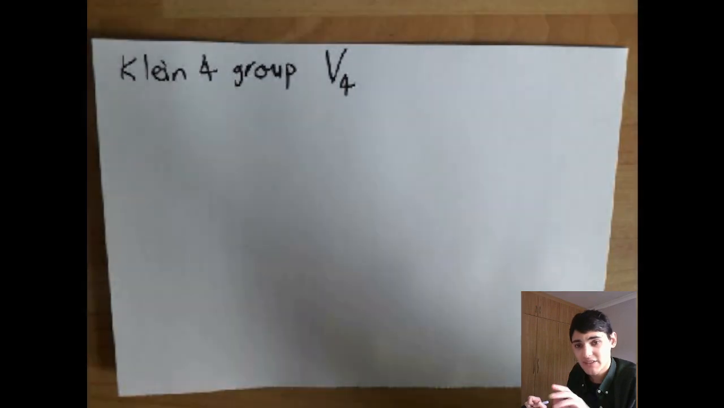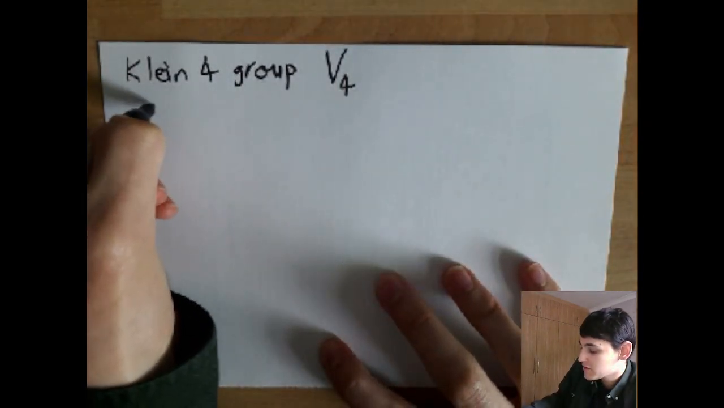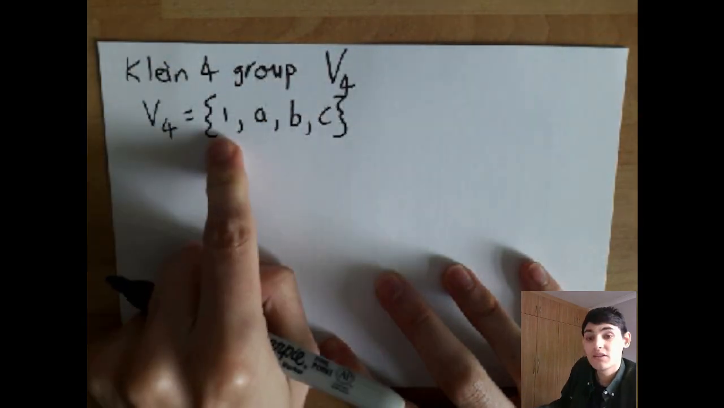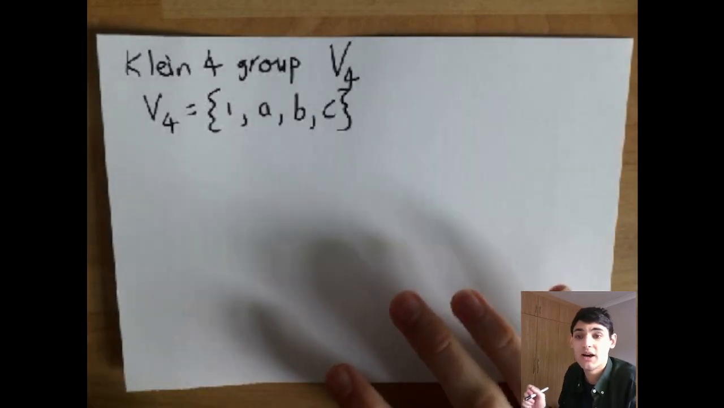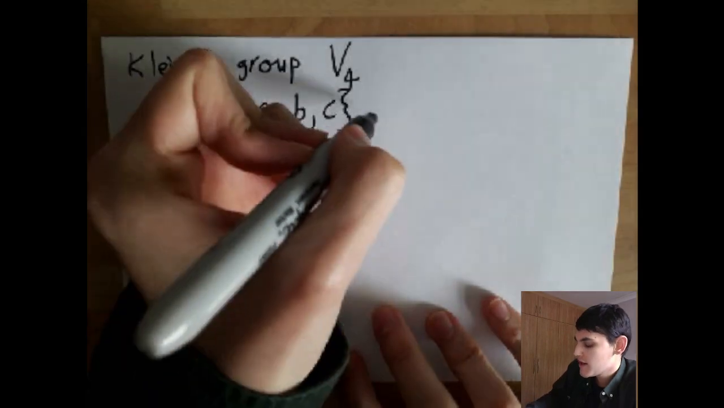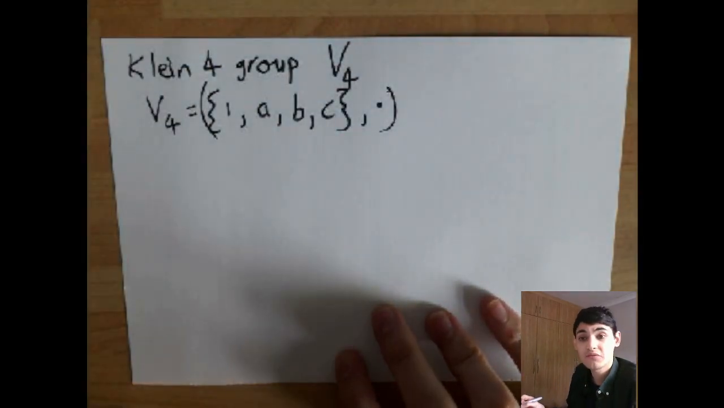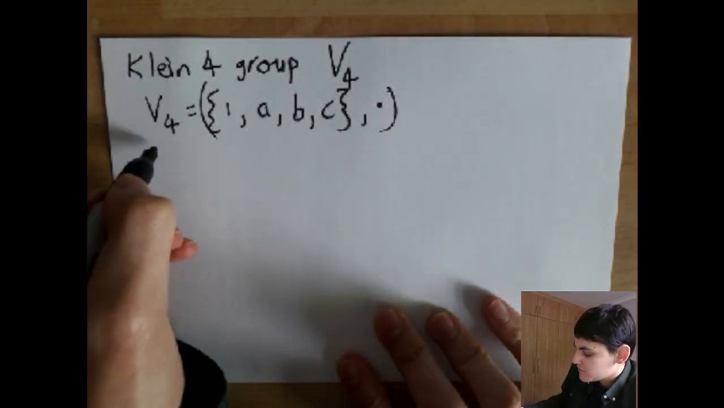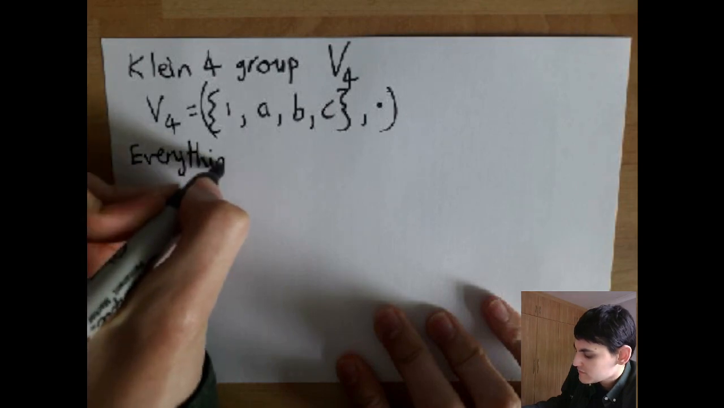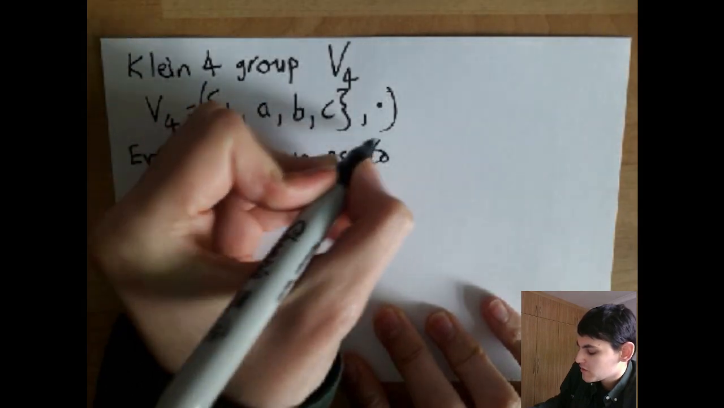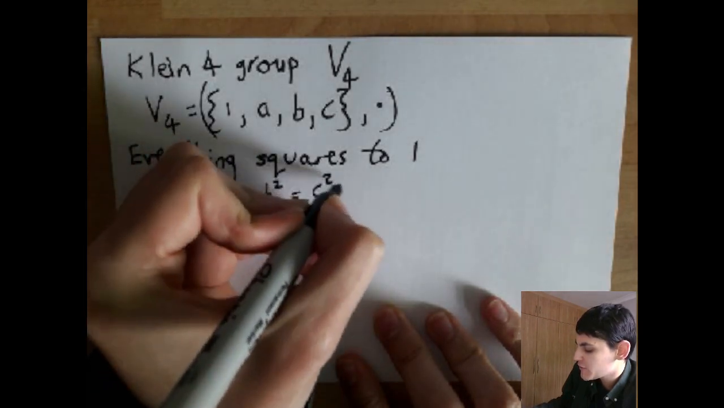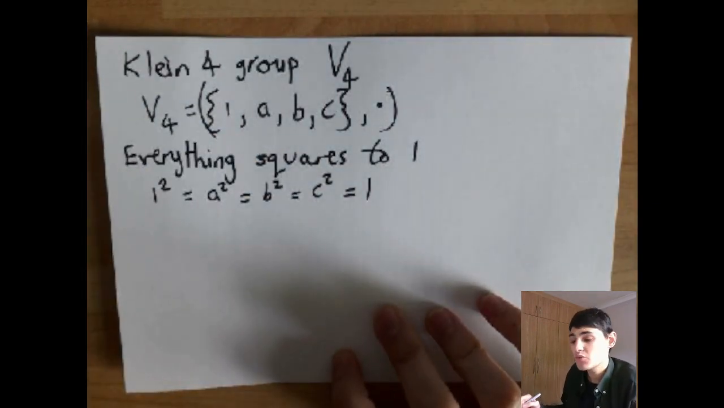Before I explain why it's my favorite, let's explain what it is. The rules are very simple. The set V4 is 1 and then 3 other elements. 1 being the 1 that we're used to working with, an identity element, and then A, B, and C are just 3 random things, and we pair this, in this case, with multiplication. What are the rules? Well, other than the group axioms, the rule is everything squares to 1. So 1 squared equals A squared equals B squared equals C squared equals 1.